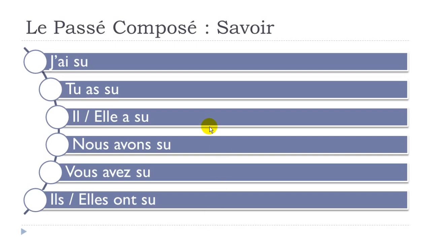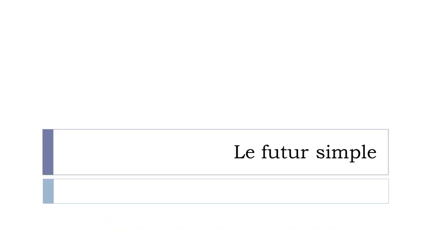All right, so for the last time, in most cases for the verbs, we will use avoir and then the participe passé form. In that case, savoir becomes su. That's the form you will see at the end of each form here, and avoir should be in the present form. J'ai su, tu as su, il a su, elle a su, nous avons su, vous avez su, ils ont su, elles ont su.